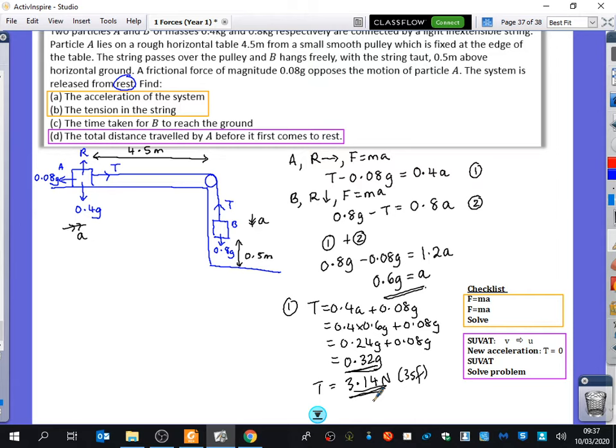Hopefully now we've done so many of these and so many of the hard bits, this now feels like one of the easier bits of the question. So this was part A, and down here this was part B, to find the tension in the string.